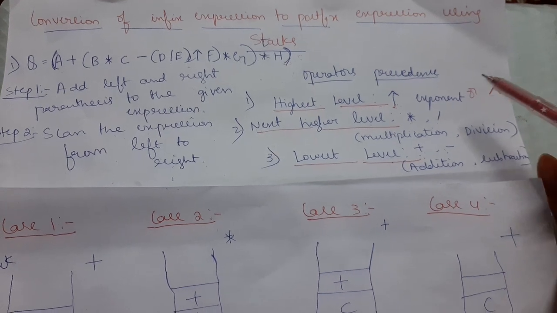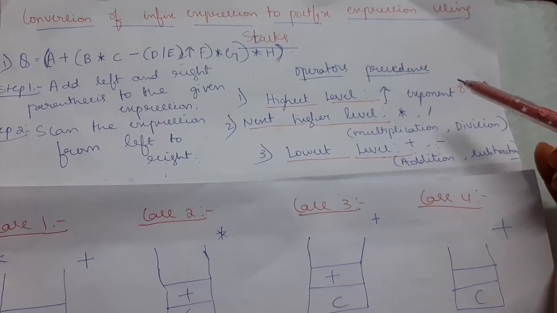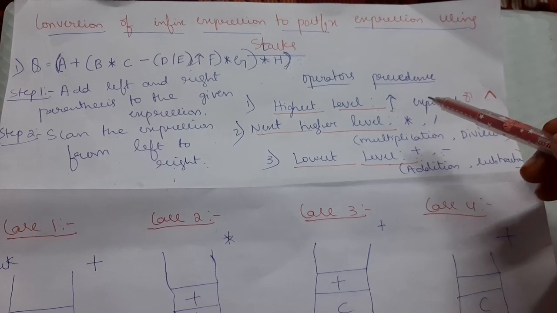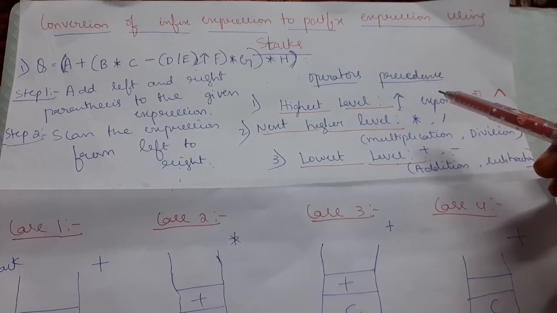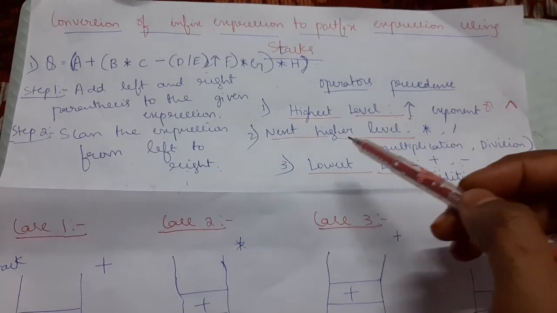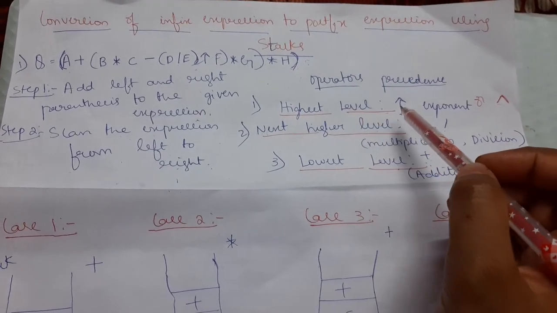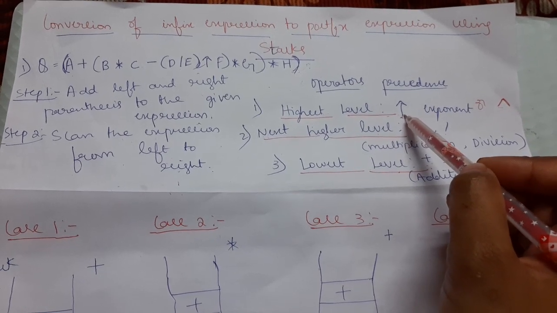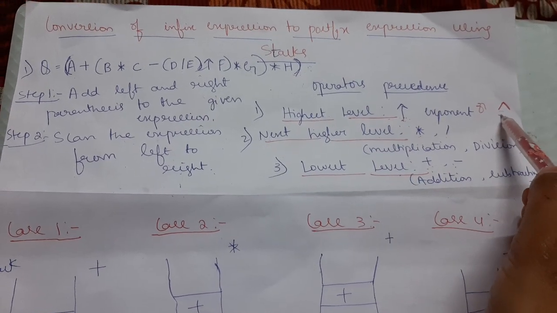We'll see the operator precedence. Different operators have their own priority and precedence. Always the first priority is given to parenthesis, that is brackets, left parenthesis and the right parenthesis. After that, the highest priority is exponent. This is an exponent operator. You can write like this or you can write like this also, exponent.